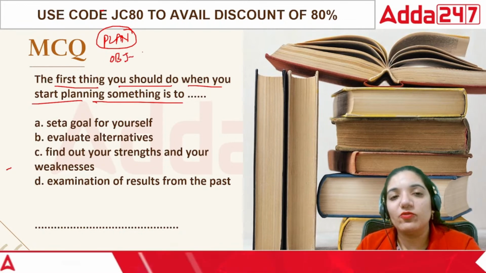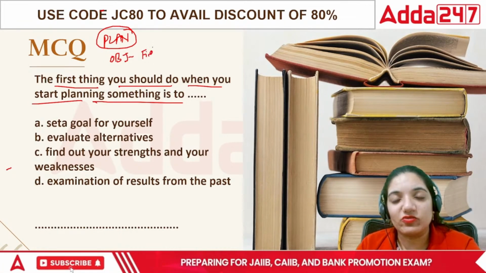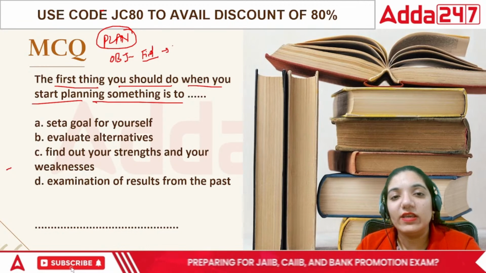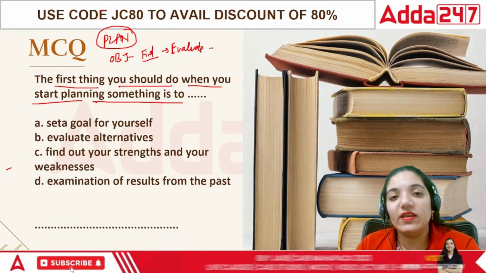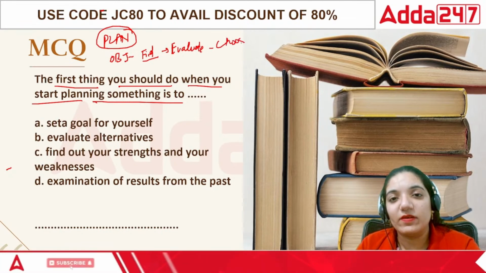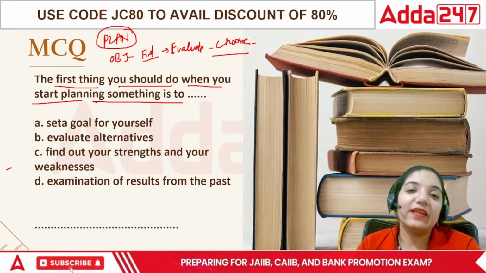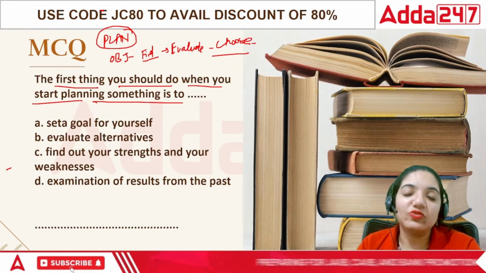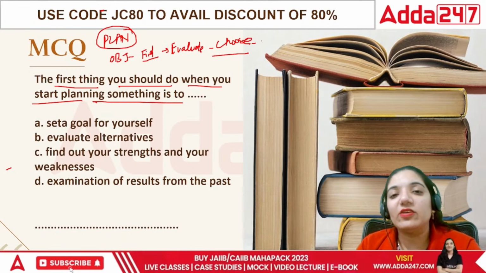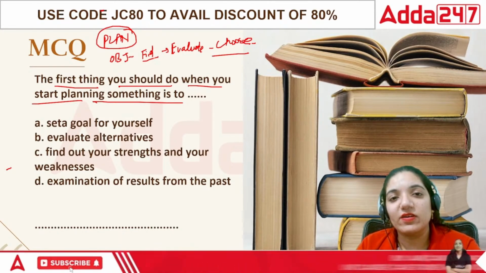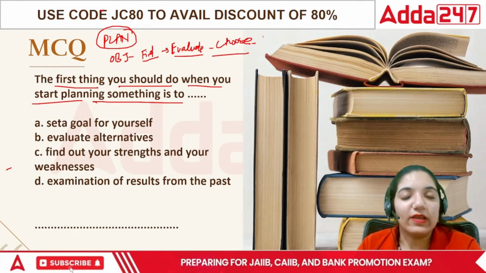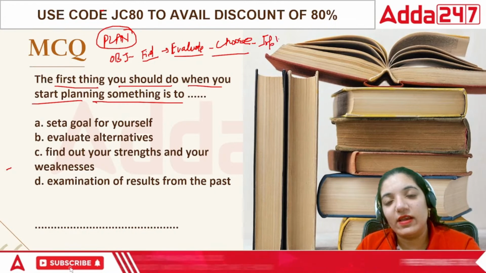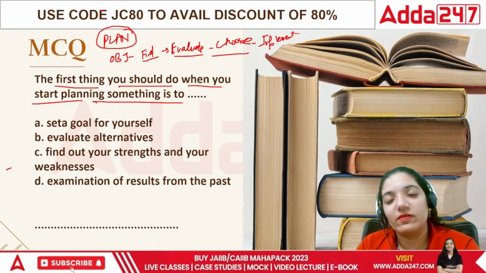Then what we do is we find different alternatives to do this. Then you evaluate different alternatives, then you choose one of them, and ultimately after choosing one of them, you implement, and last is to follow up.